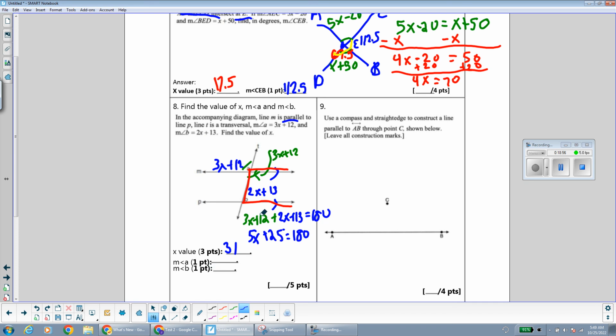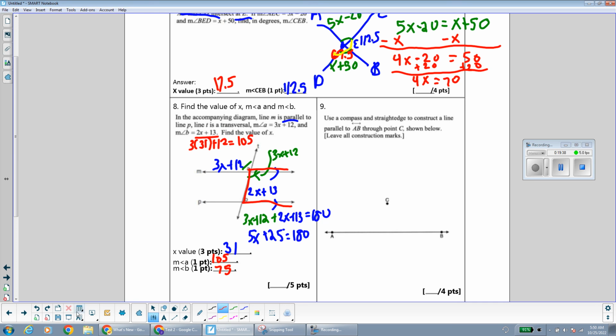Now to find angle A and angle B, I could just plug in. So 3 times 31 plus 12. That is 105 for angle A. I can plug into angle B, but I know that they're supplementary, angle A and angle B. So I'm just going to do 180 minus 105, and I have 75. If you plugged in to 2x plus 13 with your x value of 31, you should get the same thing.